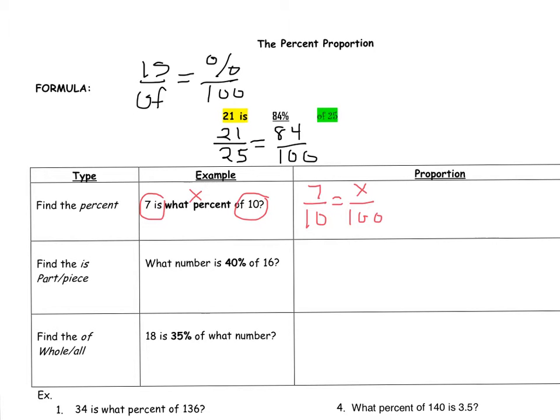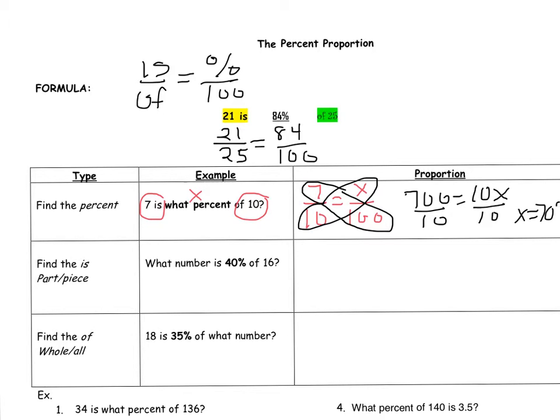And then I'll simply cross multiply and divide. 7 times 100 is 700. 10 times x gives you 10x. And then we'll divide both sides by 10. So x is equal to 70%.